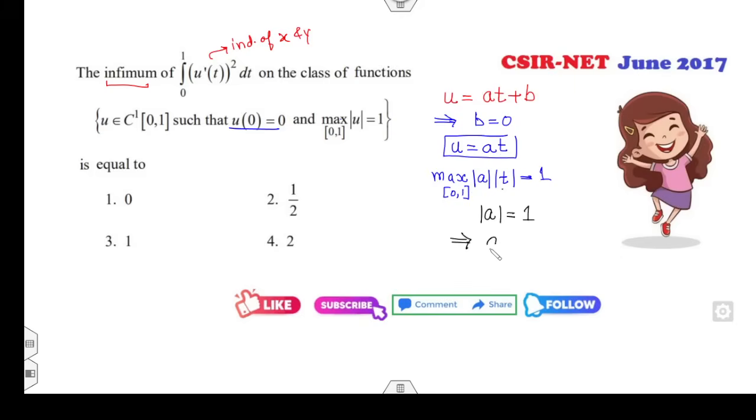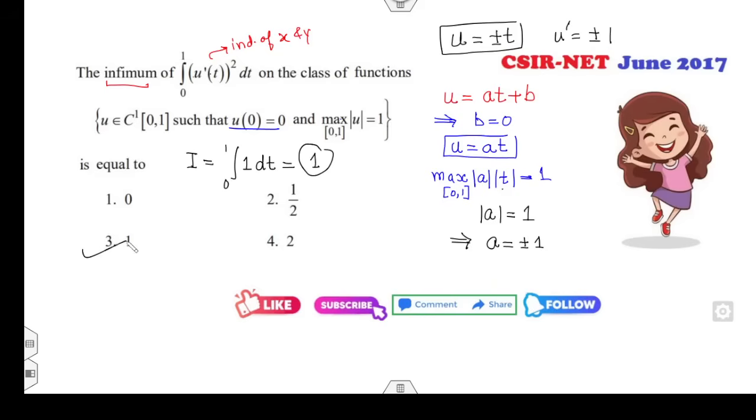So that means small a will be my plus minus. तो आपका solution क्या बन गया? U will be my plus minus t. Fine. Then your target is to find the infimum. तो आप इस equation में fill कर दीजिए. What is the u dash? U dash is my plus minus 1. Fine. When you substitute here, it's a square. It is always plus 1. Answer is plus 1 is my correct answer of the problem.